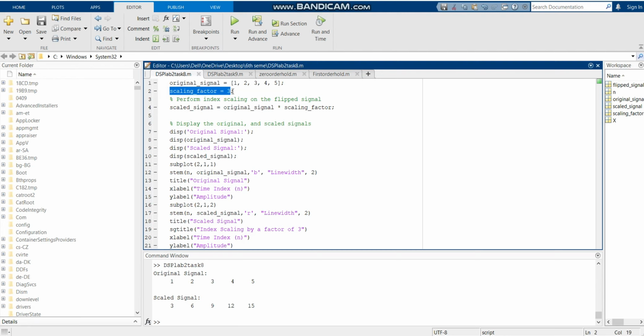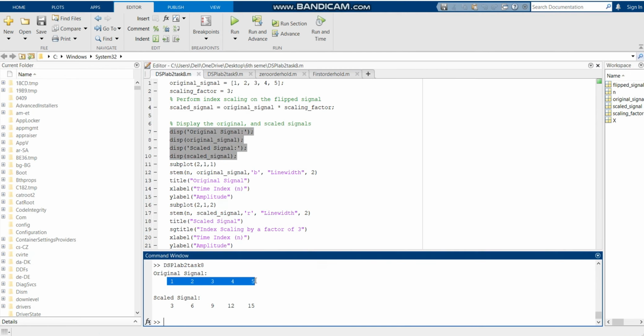Now, the index scaling is performed by multiplying the original signal by the scaling factor, resulting in a new signal, which is scaled signal. Then, the disp function is used to display original signal and scaled signal in the command window. The original signal is 1, 2, 3, 4, 5, whereas by multiplying the scaling factor with each element of the original signal, we can obtain a scaled signal, which is 3, 6, 9, 12, and 15.